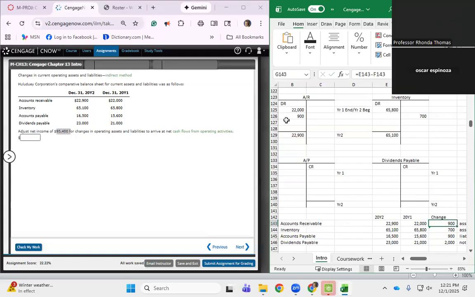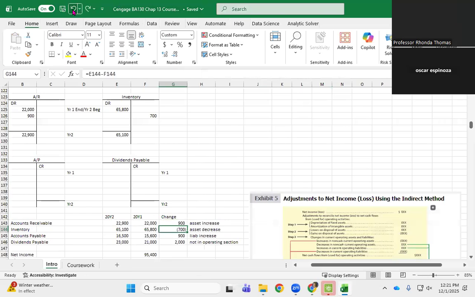Back to accounts receivable. What's the rule? The rule is if an asset increases, you subtract the change. Okay, so I really need for this to be a negative. I'm looking at this wrong. Just a second. Let me fix this.